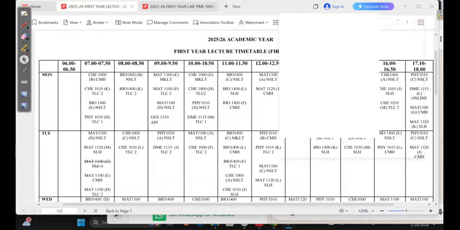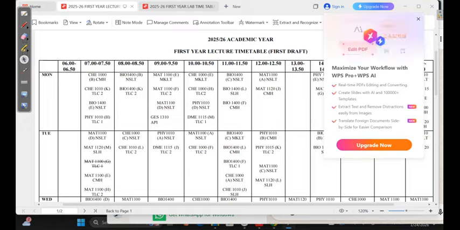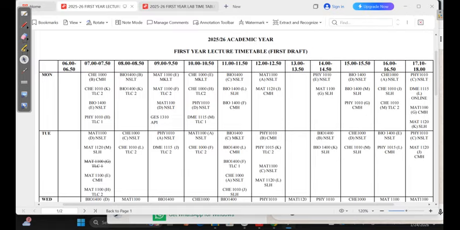In today's tutorial, I'm going to explain the timetable for both the lab timetable and also the lecture timetable. So I'll start with the lecture timetable.